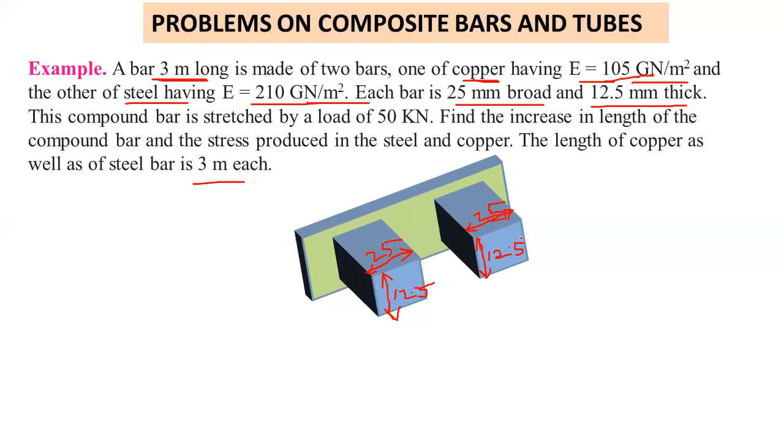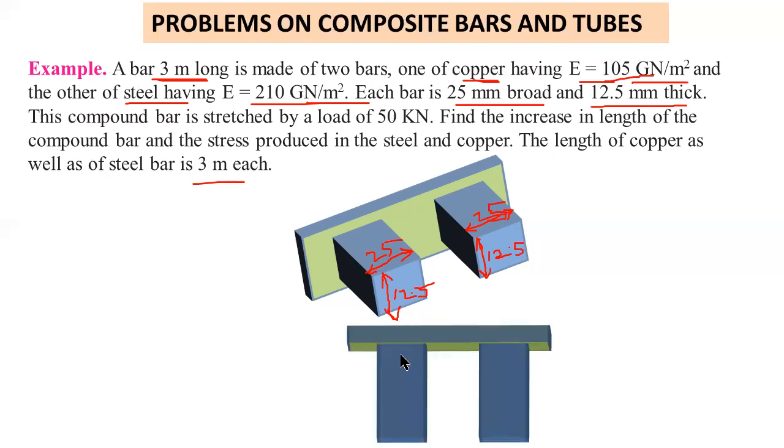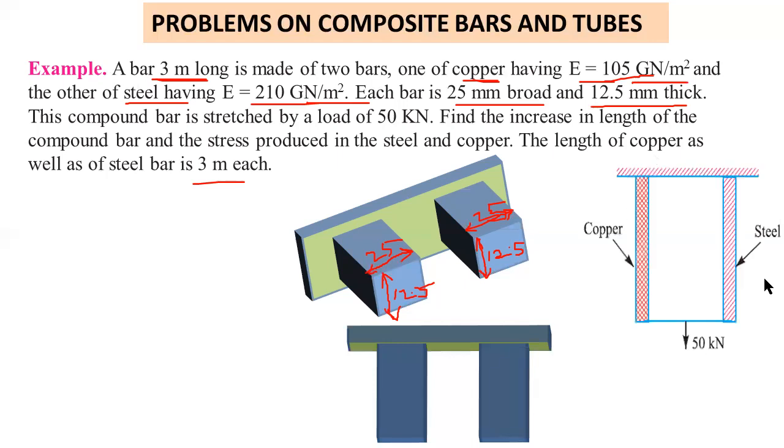Okay, so this is the front view. This is the isometric view, this is the front view. So the cross sectional view is like this. This is a copper bar. This left side bar I consider as the copper bar, and this right side bar I consider as a steel bar. This is the total load acting on the compound bar.